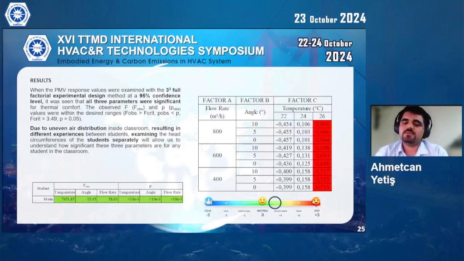When these mean PMV values are examined in the 3x3 full factorial experimental design method, all factors seemed significant at a 95% confidence level. As mentioned previously, there is uneven airflow inside the classroom, resulting in different experiences between students. Because of that, in the next part, we have investigated each student separately to effectively understand which parameters are significant or not for a student inside the classroom.